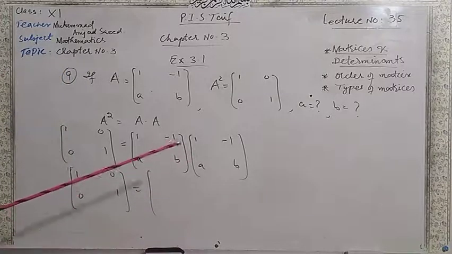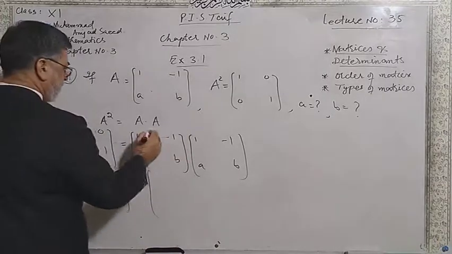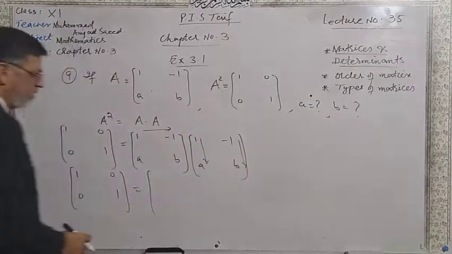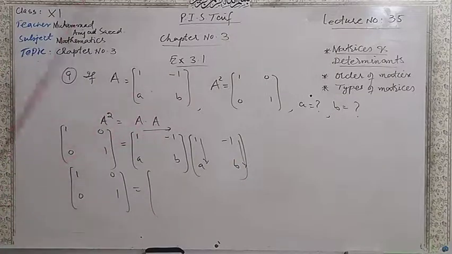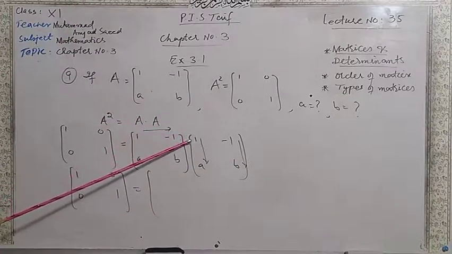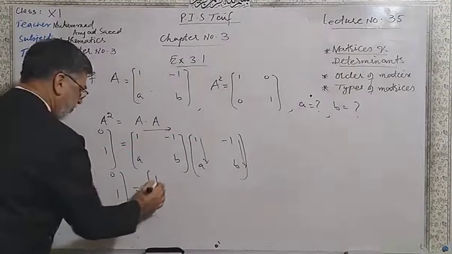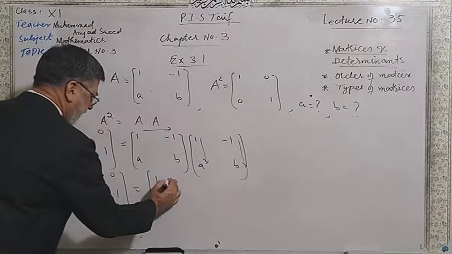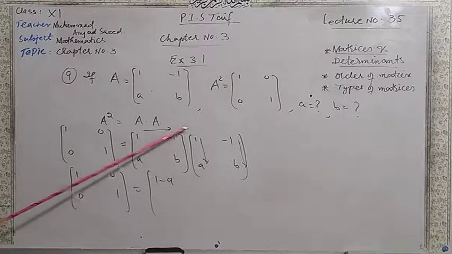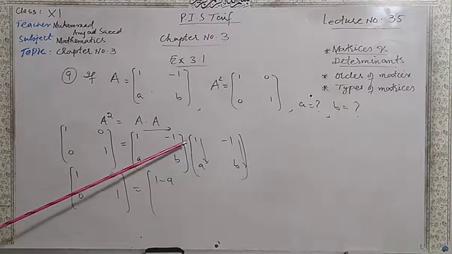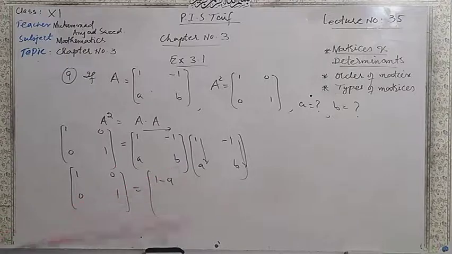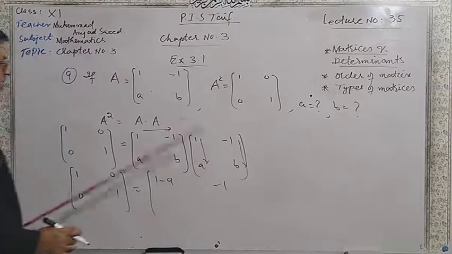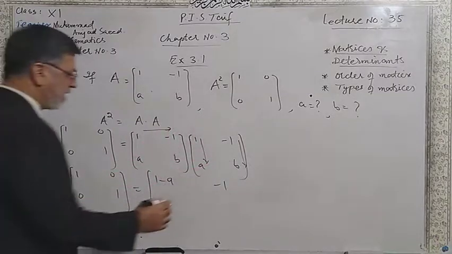Now dear students, this is the multiplication of two matrices. Take the first row, then the first column and second column. Now I am writing down directly: first into first, that is 1, plus second into second, minus A. First into first, 1 into 1 is 1, second into second is minus 1 into A is minus A. Similarly, first into first, then second into second, that is minus B.